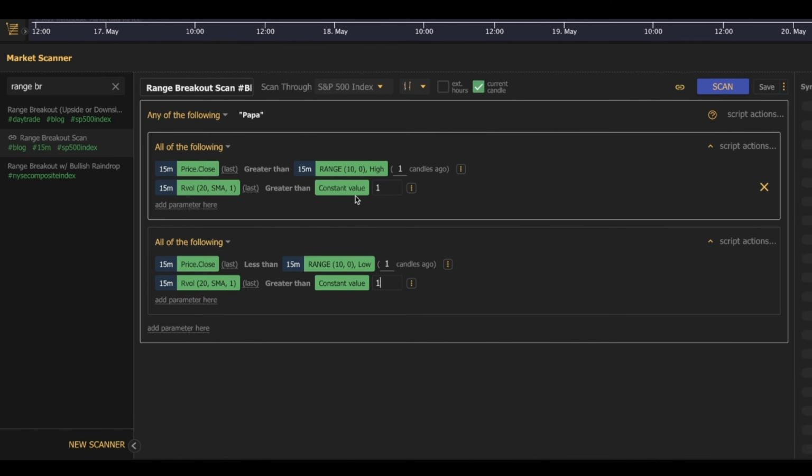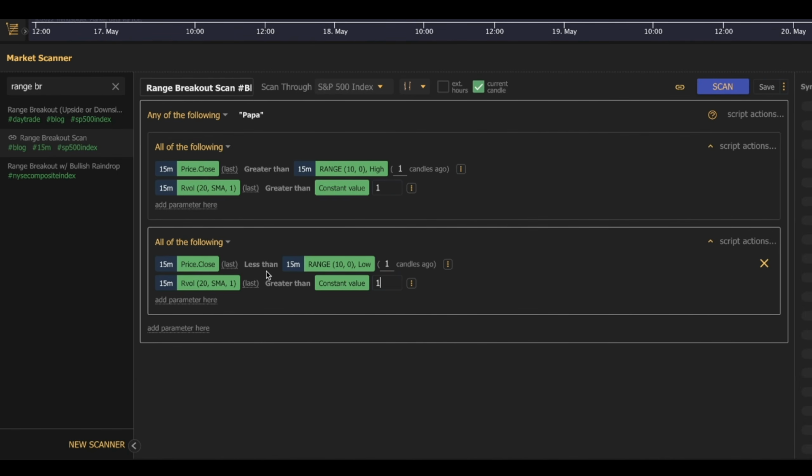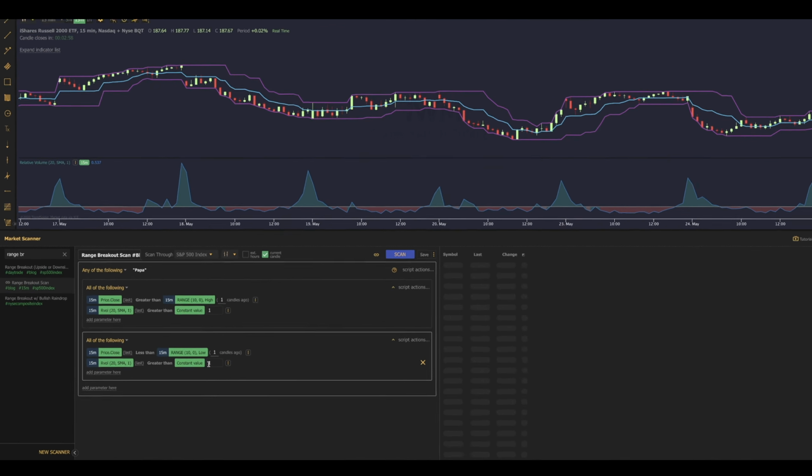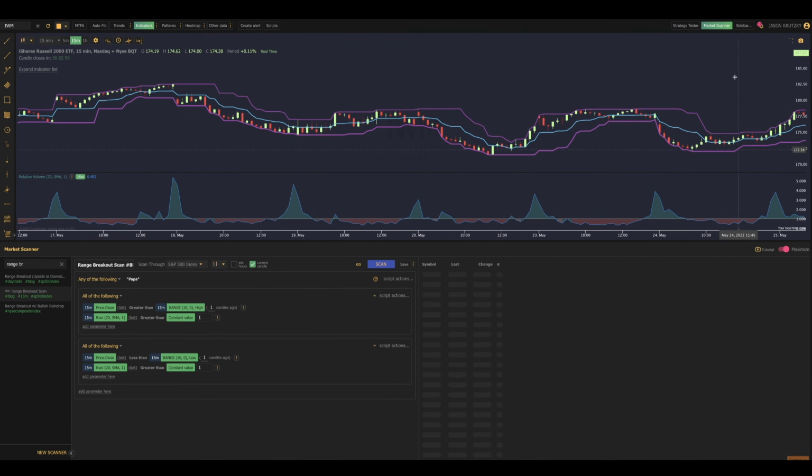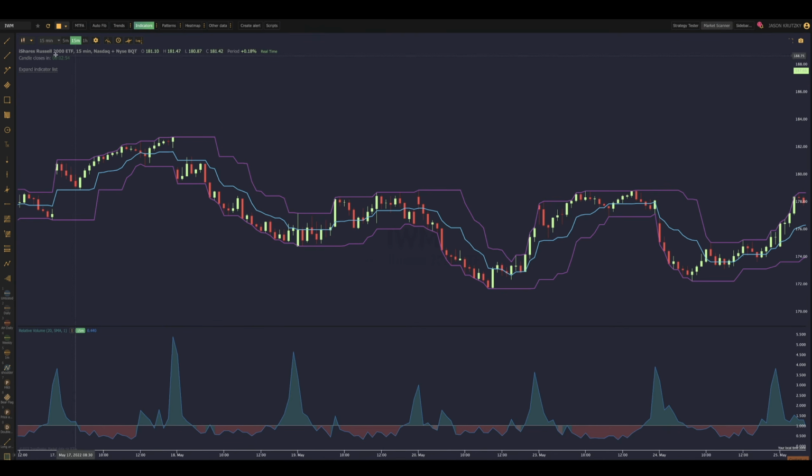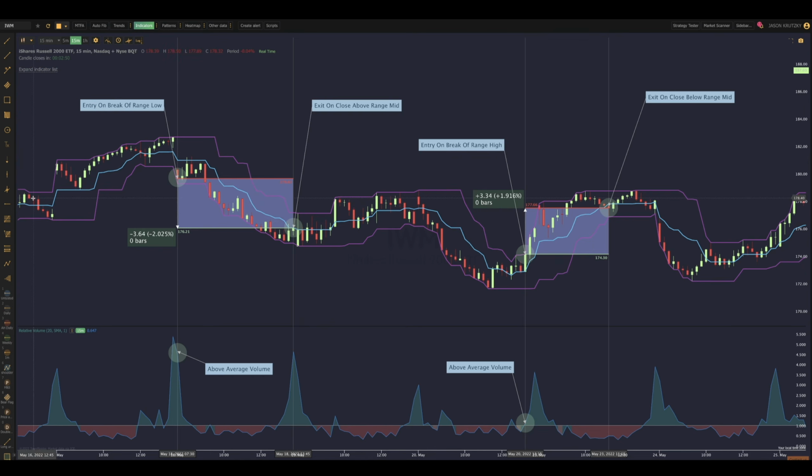We have the opposite down here in this second condition group, price close less than range low 1 candle ago, and RVol greater than 1. Now that we understand how to script these two setups, let's see them in action on the chart. I'm going to turn off my market scanner. I'm going to turn on my drawings.